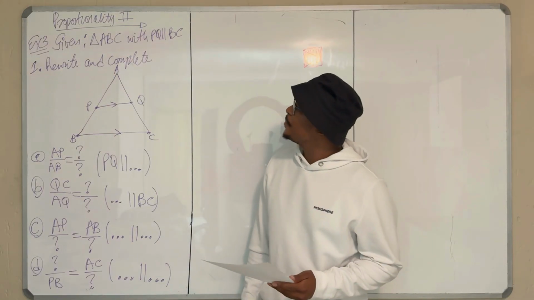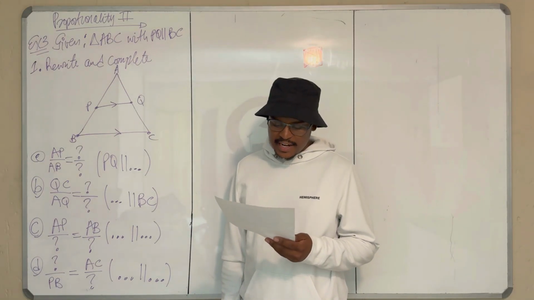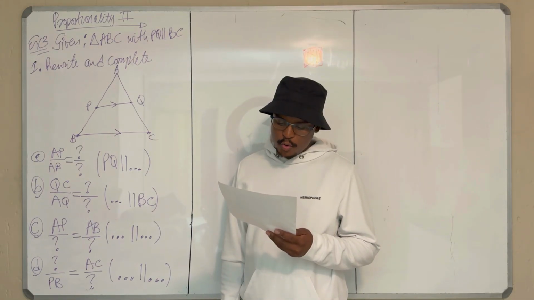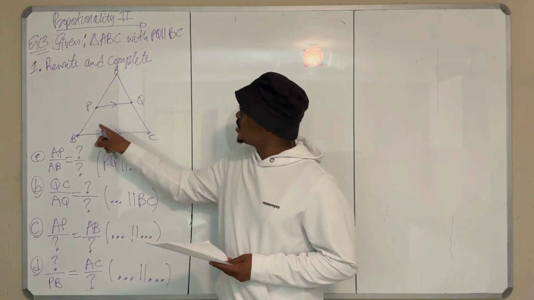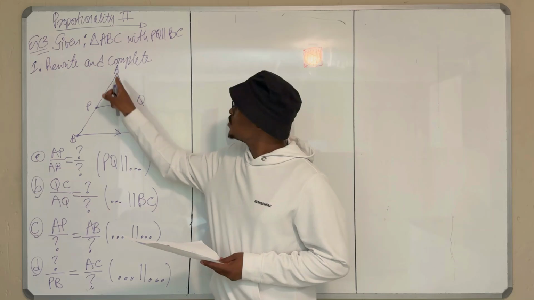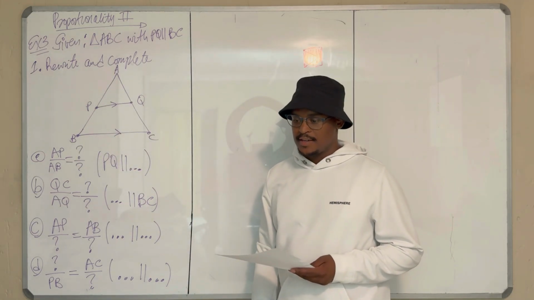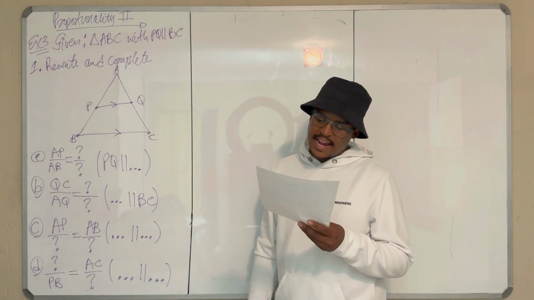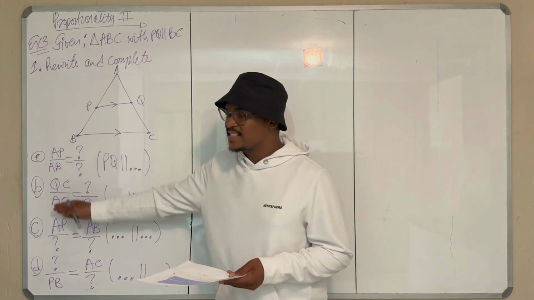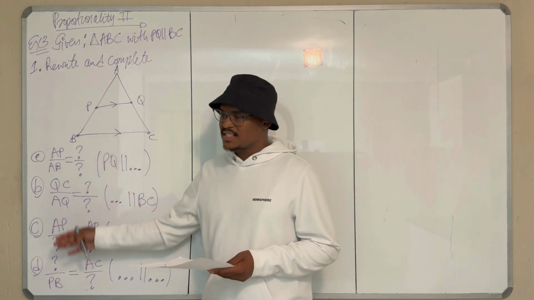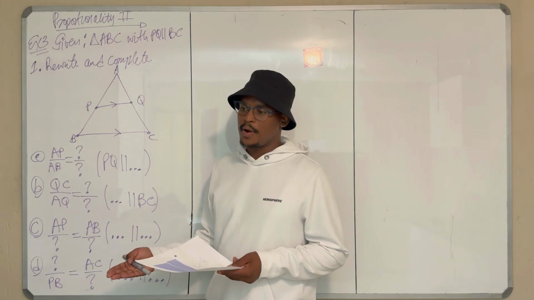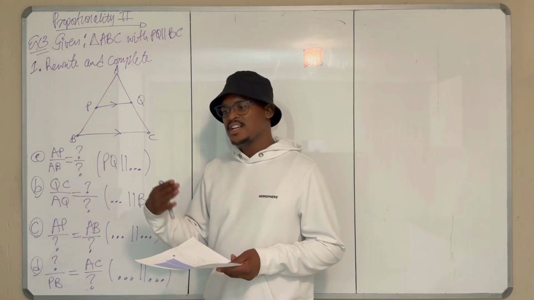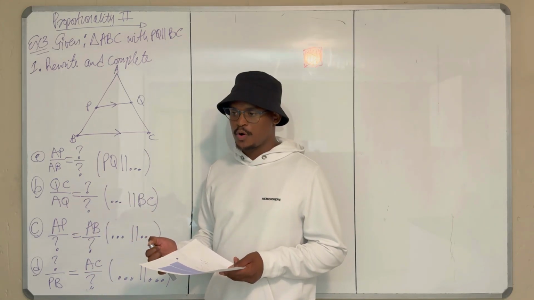So now we're doing example number 3. They're saying you're given triangle ABC with PQ parallel to BC, which means PQ divides these two sides proportionally. They say rewrite and complete, so they want us to rewrite these and complete them. This exercise is to enforce those ratios that we spoke about. The goal is for you to be able to identify those ratios.